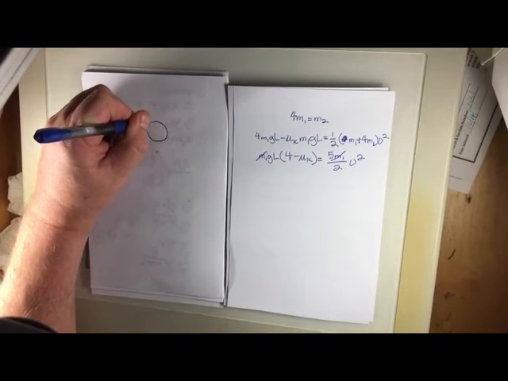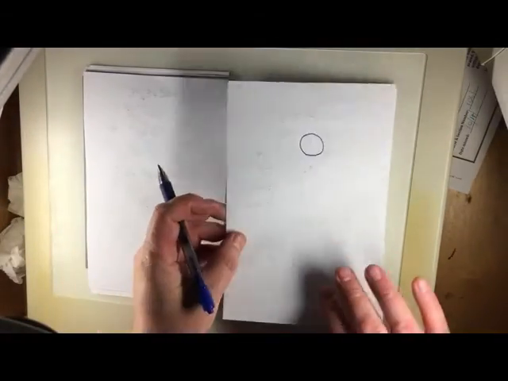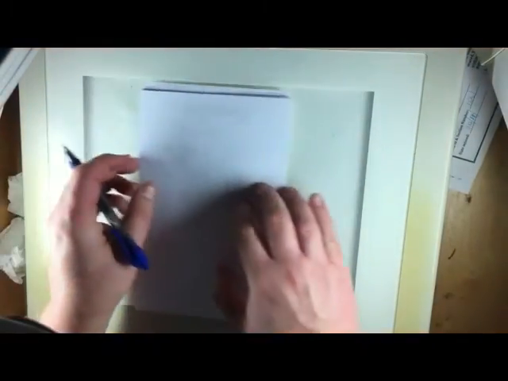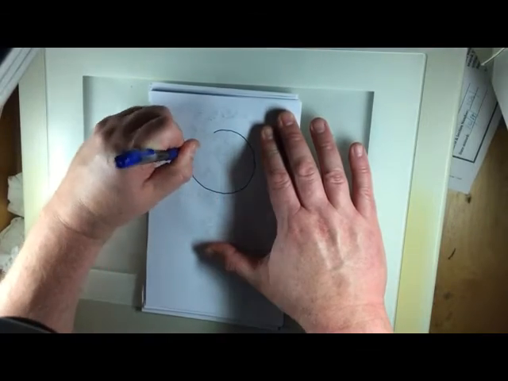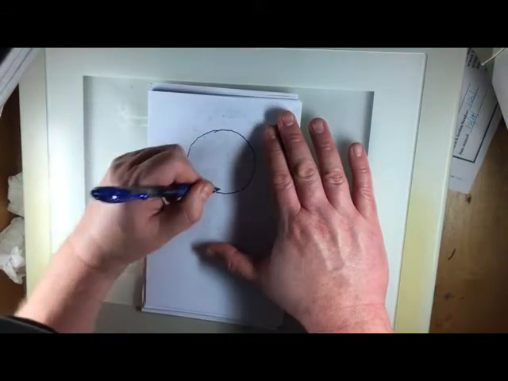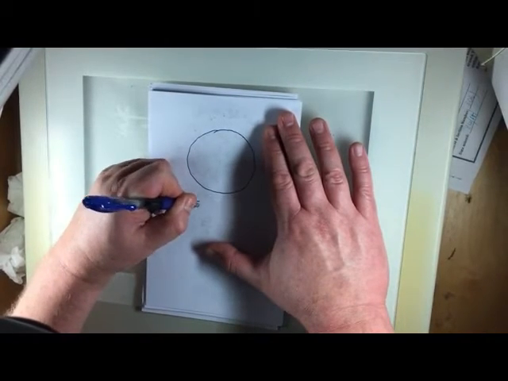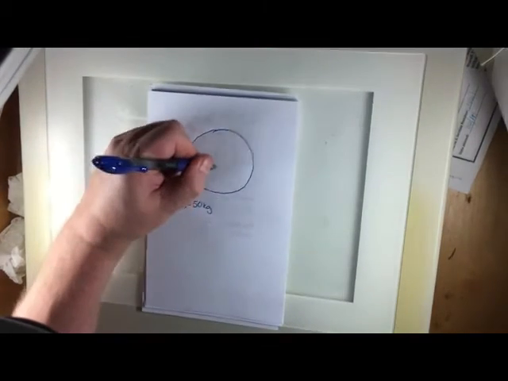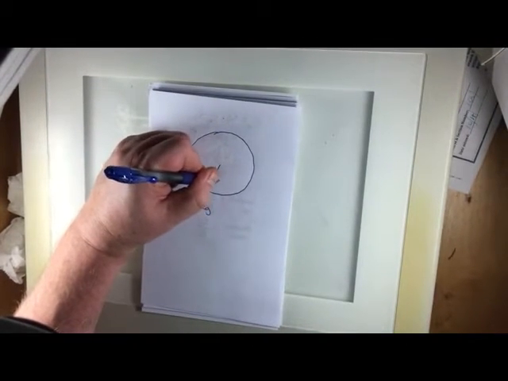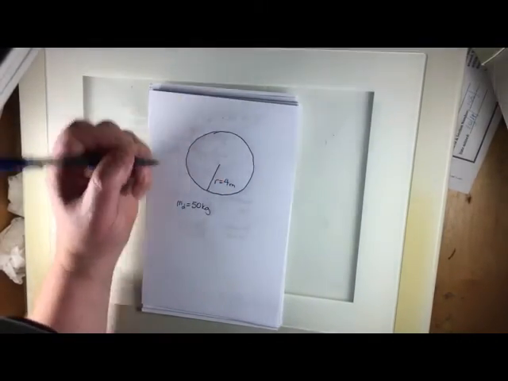Or actually, I'm going to draw it bigger, just so that we can really see what's going on. So there is a disc, a 50 kilogram disc. The radius of the disc is 4 meters.